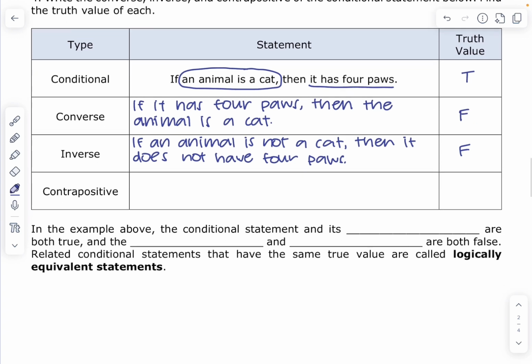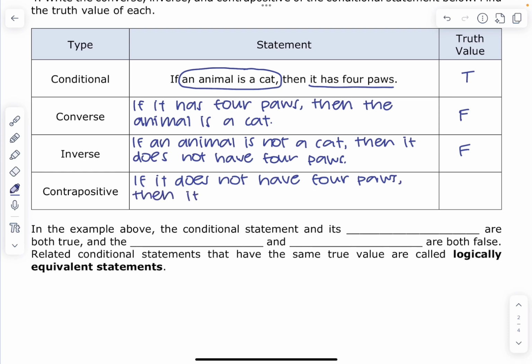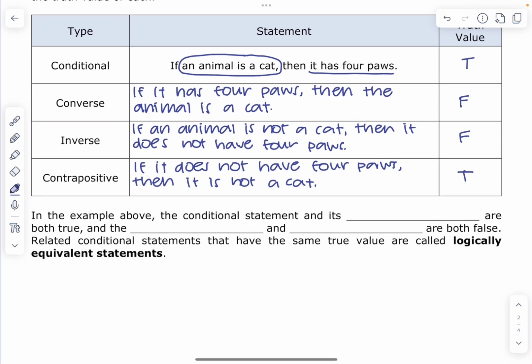Okay, and lastly, we've got our contrapositive. Our contrapositive flips our hypothesis and conclusion and takes the negation of it. So you would say, if it does not have 4 paws, then it is not a cat. All right, this one is true. If it does not have 4 paws, then it cannot be a cat. Okay, again, we're assuming that the cat is healthy.